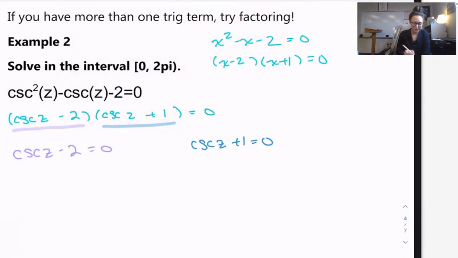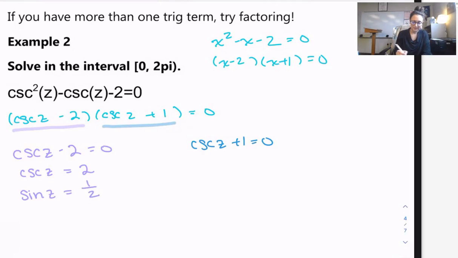Okay, so let's work with that purple equation again. Isolate the trig term, so cosecant of z equals 2. Let's get this in a format we're a little bit more used to. What is the reciprocal of cosecant of z? Reciprocal of cosecant of z is sine, right? So I can take the reciprocal of this side as long as I take the reciprocal of the right side as well, right? What I do to one side, I have to do to the other.